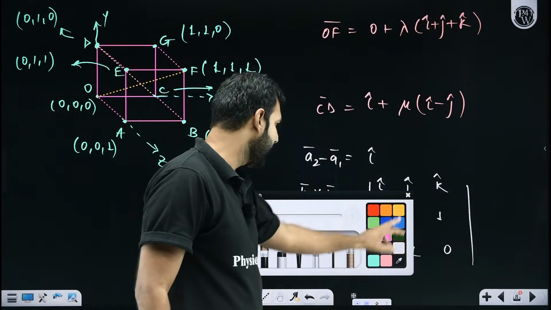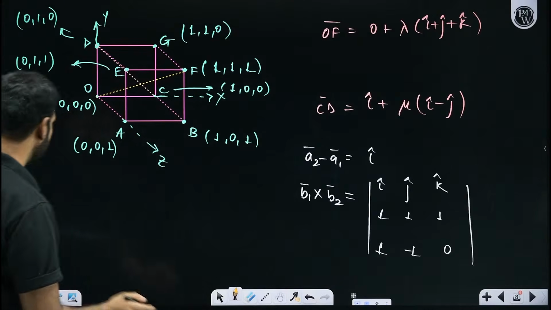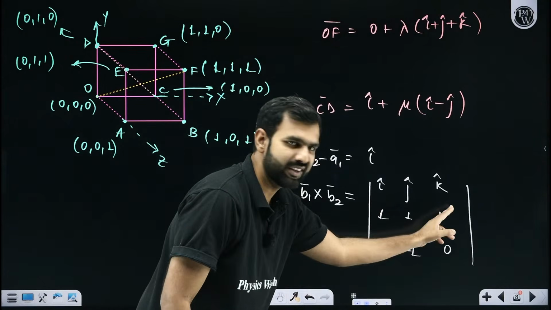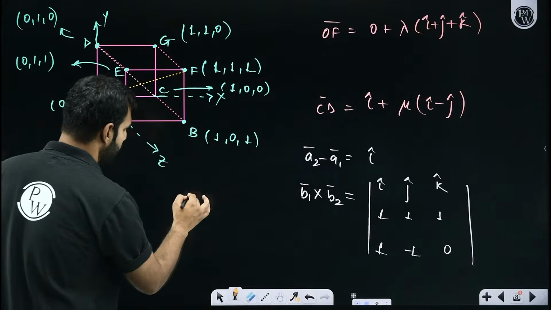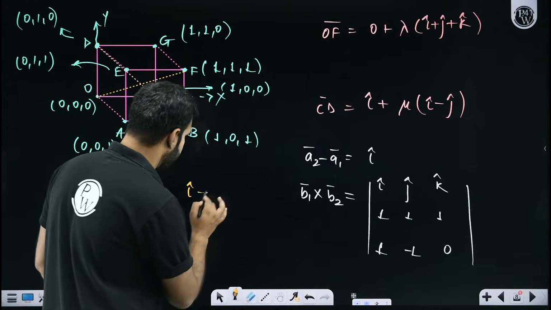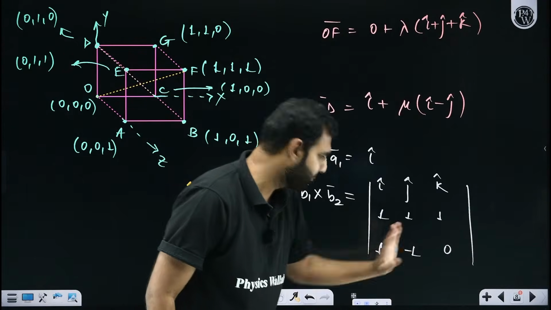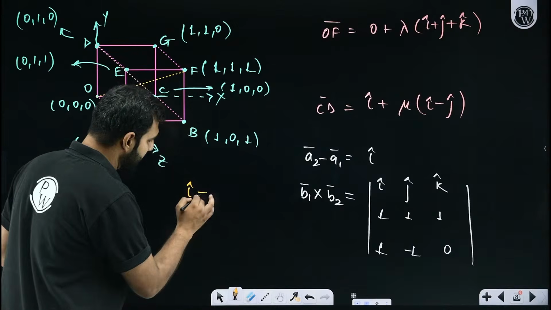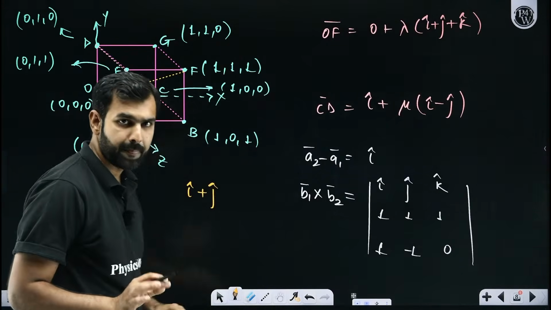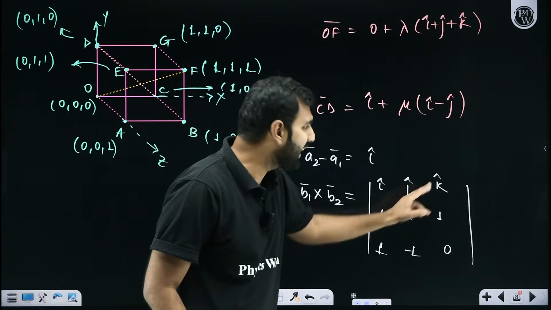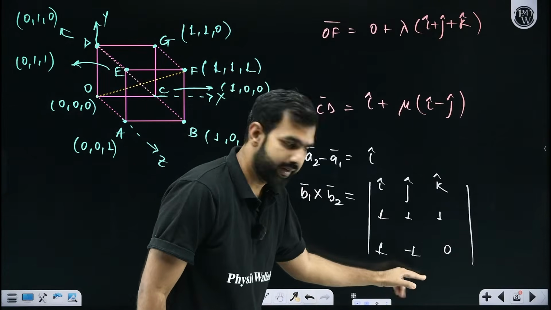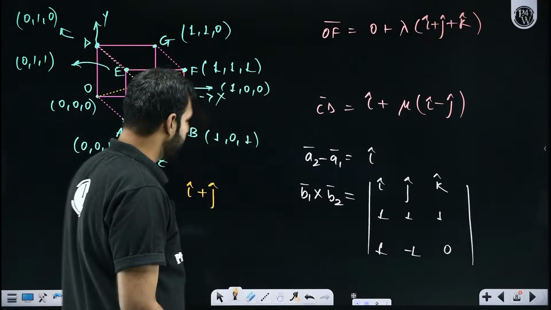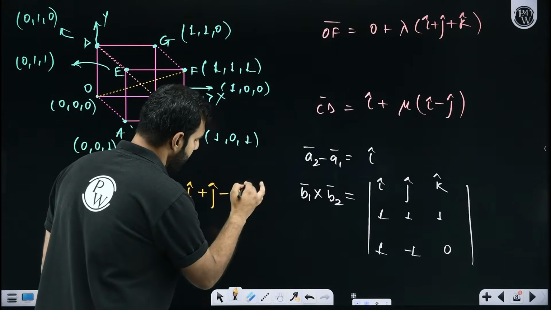Now with that, when I go ahead from here, I hope you know B1 cross B2. For I cap, it will be 0, minus 1, that is plus 1. So it will be I cap first of all. Then for J cap, it will be 0, minus 1, so minus J cap, but minus of minus is plus. So this is plus J cap. I hope it is understandable. Then for K cap, it will be minus 1, minus 1, that is minus 2. So it will be minus 2 K cap.